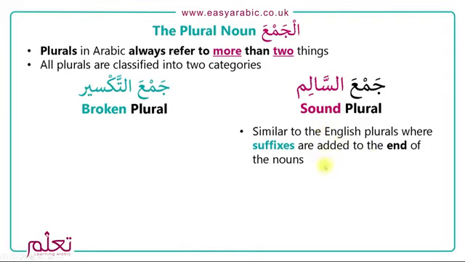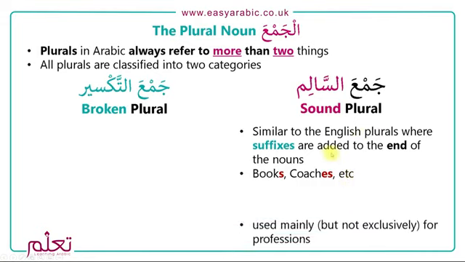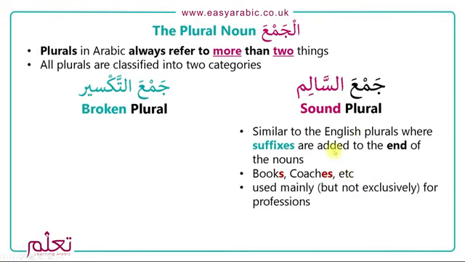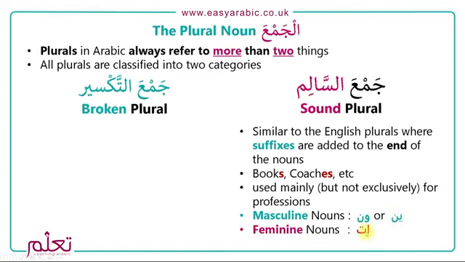The sound plural is basically like the English noun plurals, where a suffix is added to the end of the noun. So we have books and then coaches. In Arabic sound plurals, we add a suffix to the end of the masculine or feminine word. And these sound plurals are mainly used for professions, but not exclusively. So when we have masculine words, we add either the wa noon or the ya noon. And for the feminine, we add alif ta to the end of the noun. Okay, but that's just for the plurals.